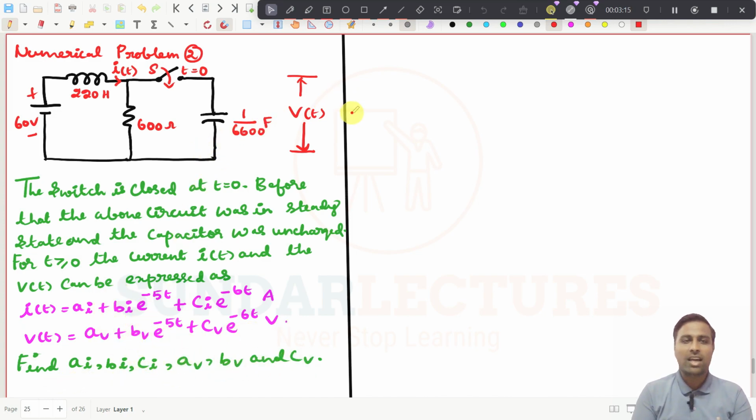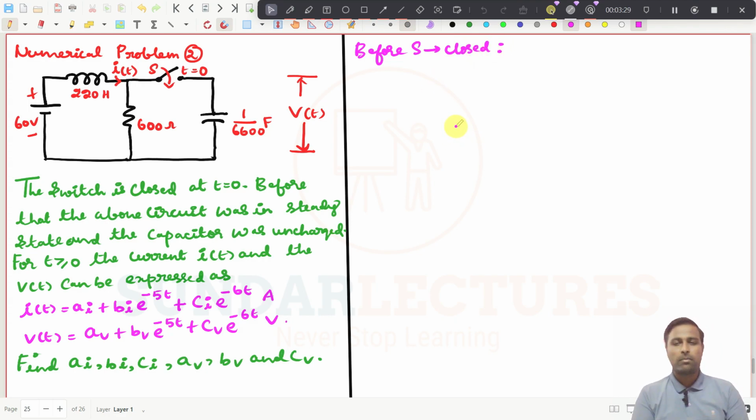One thing about the steady state, I have already told you. So before S is closed, you take this as the example. Now you have to solve these kinds of problems like this, because before closing this switch you can see what the initial conditions of the inductor and capacitor are. That is why they are giving you problems with initial conditions. Without initial conditions it would be very easy to solve.